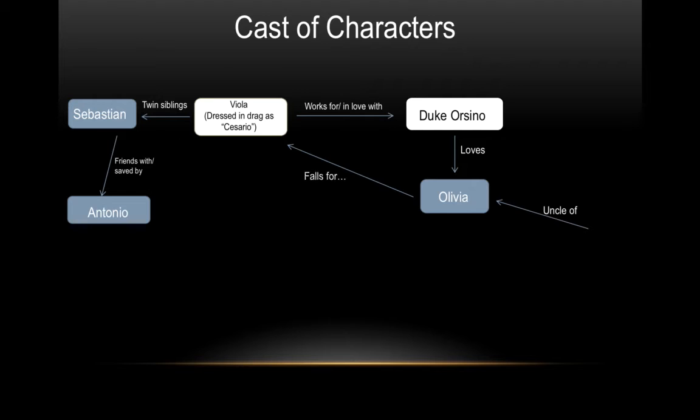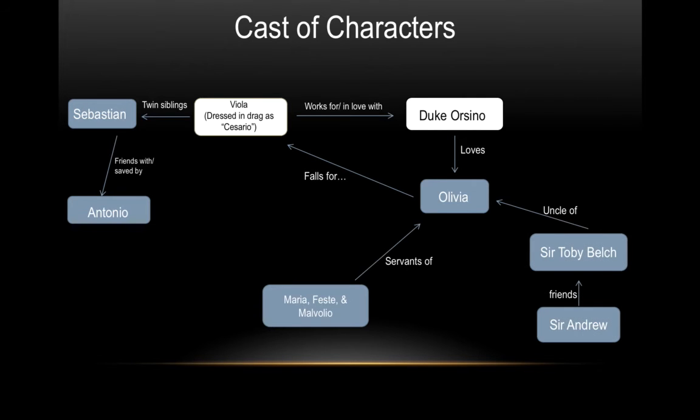The other important characters in the play are these three. So Maria, Feste, and Malvolio are all Olivia's servants. Maria is like her handmaiden. Feste is the court jester who kind of just walks around town and gets paid to make people laugh, sing them songs, and tell them jokes. And then finally, Malvolio is Olivia's butler, and he's known to be a little bit stuffy and hard-edged.